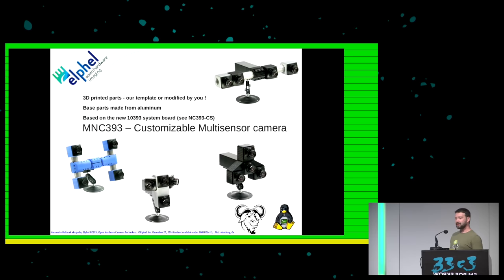We provide a combination of aluminium fixed structure for holding lens and sensor board, and you can 3D print your own camera arrangement, like a stereo camera or panoramic camera or whatever.